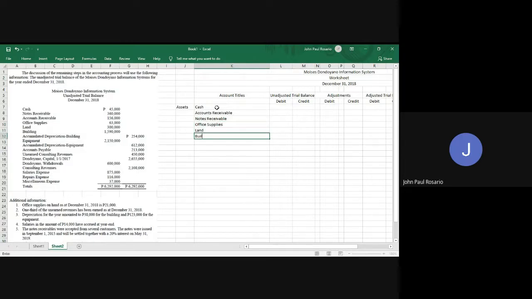land, building, and then accumulated depreciation, building, and then naa tay equipment, and then what else? Accumulated depreciation, equipment. Okay? Okay, accounts payable. So, there nag-start ang atong liabilities. And unearned consulting revenues. And then, ato ang equity composed of our capital.